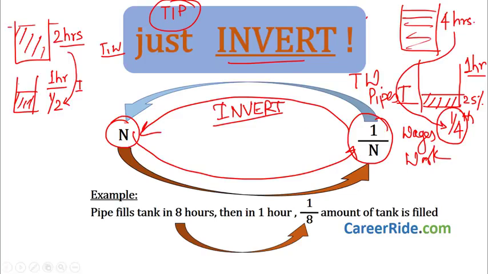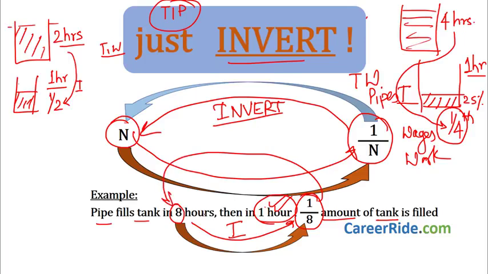So now over here, let's take an example to understand what we mean by invert. Let us say that a pipe fills a tank in 8 hours. The entire tank is filled in 8 hours. Then in 1 hour, how much amount of tank is filled? 1 by 8. We take this 8, we put it over here, we just invert. So 1 by 8 amount of the tank is filled in just 1 hour. If they have given that 1 by 8 amount of tank is filled in 1 hour, then the entire tank is filled in how much time? Simply invert and we get 8 hours.